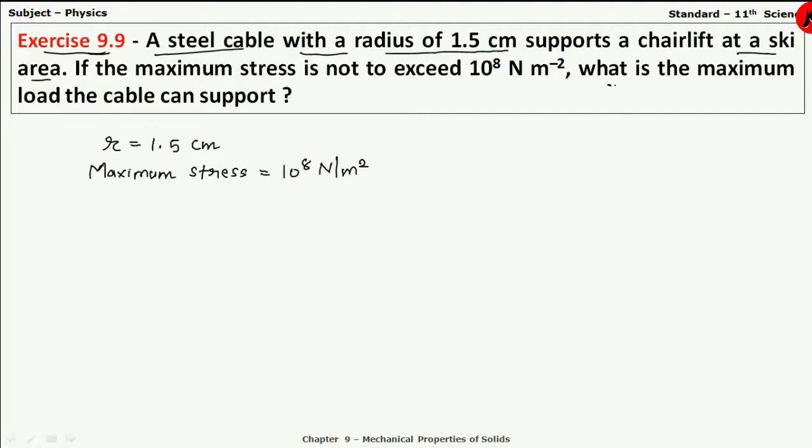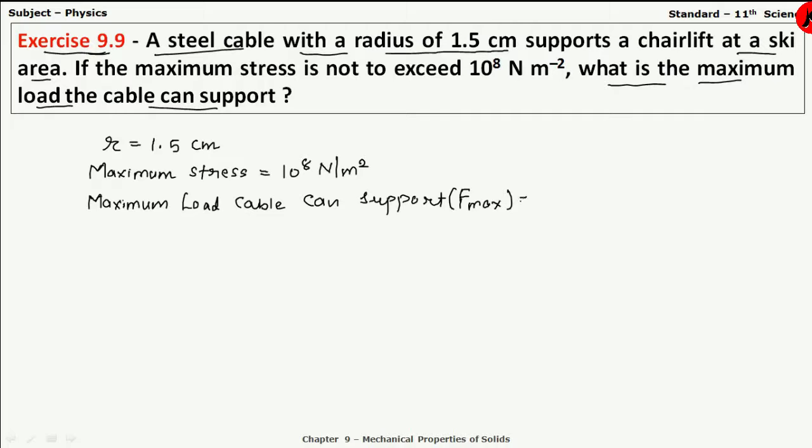What we have to find? What is the maximum load the cable can support? Maximum load the cable can support. Right, that we have to find. Maximum load means maximum force. Right, so here we have to find F max. Clear? This is a very simple example based on the equation of stress, based on the equation of maximum stress.